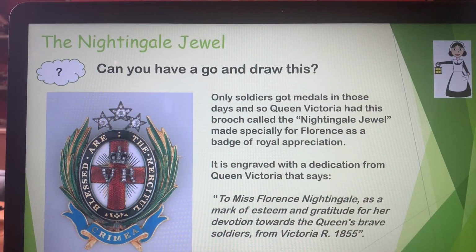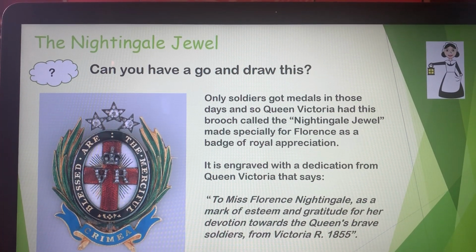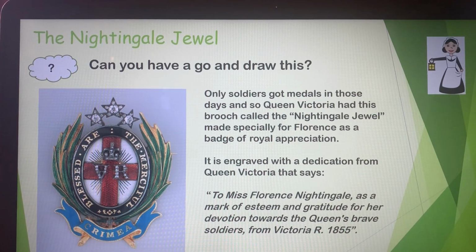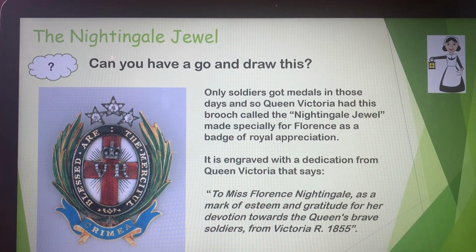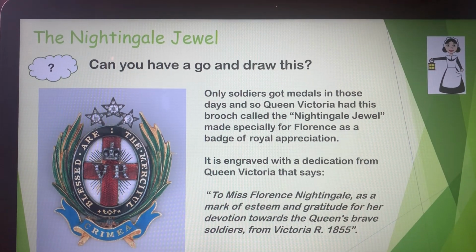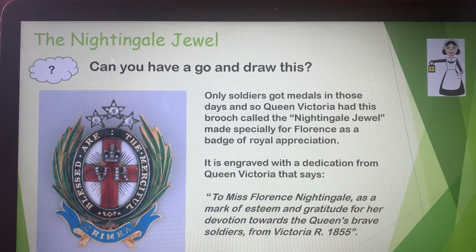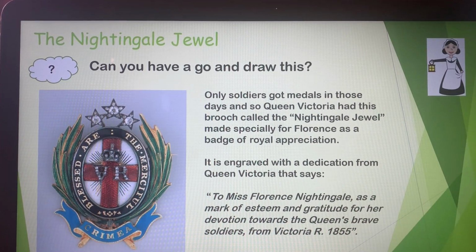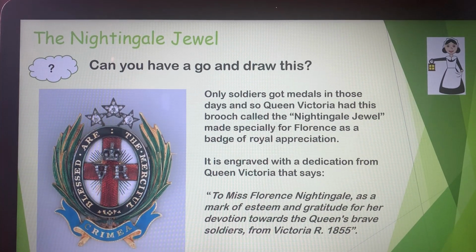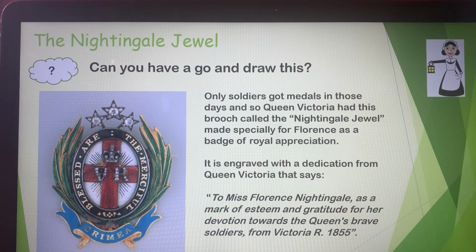But Florence helped to look after the Queen's soldiers and help people to get better. And because she was a lady, and she wasn't a soldier, and she was just a civilian, which means that she wasn't in the army, she wasn't allowed to get a medal, and the Queen thought that she had to do something special. So the Queen's husband helped to design this special brooch called the Nightingale Jewel, and it was made by the Queen's jewellers who made her crowns and so on. And then she had those special words put on the back.